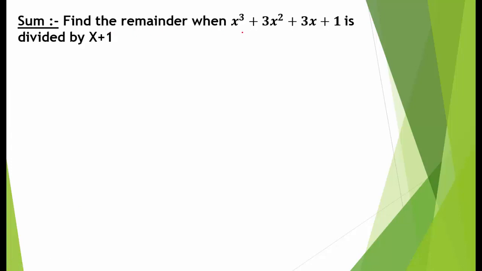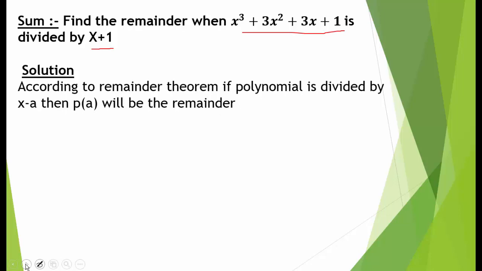Find the remainder when this is divided by x plus 1. Here we have two methods. First one is the long division method and second is using the remainder theorem. By the long division method, you will divide this with this and find out the remainder. But using the remainder theorem, if a polynomial is divided by x minus a, then p(a) will be the remainder. Now here the value of a, means if we compare this with x minus a, then a will be minus 1. So here a is minus 1.